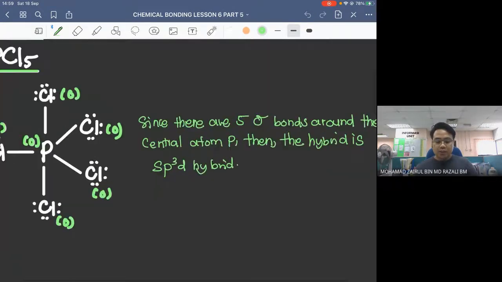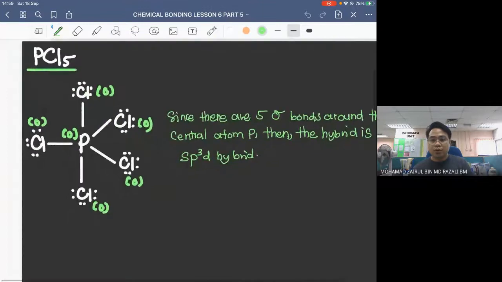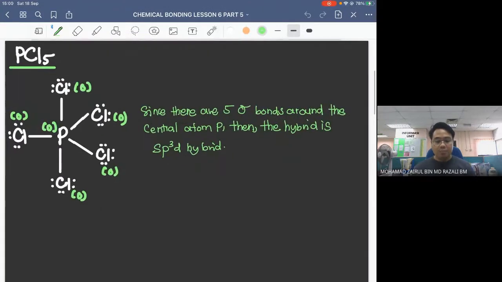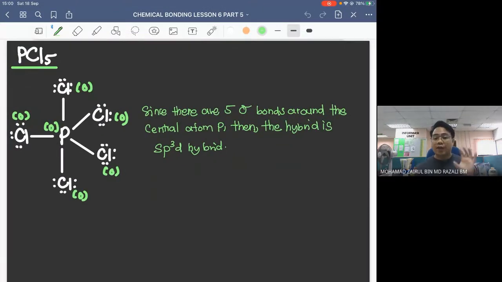So macam biasa, the first step before you draw the orbital overlapping diagram is by drawing the Lewis structure with exact geometry for the molecule. For PCl5, the molecular geometry is trigonal bipyramidal. After you draw the Lewis structure with the molecular geometry, then you need to calculate the formal charge for each of the atoms in the PCl5. The formal charge on the phosphorus is equal to 0, and the formal charge for each of the chlorine in PCl5 is also equal to 0.